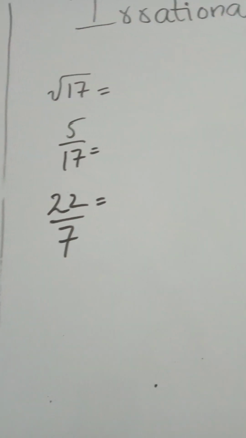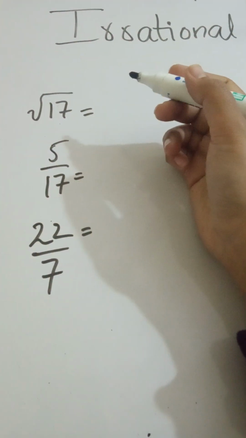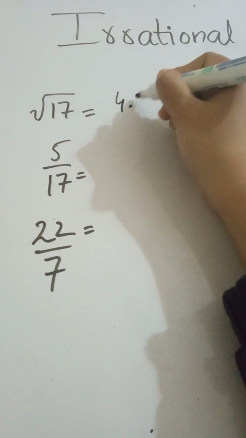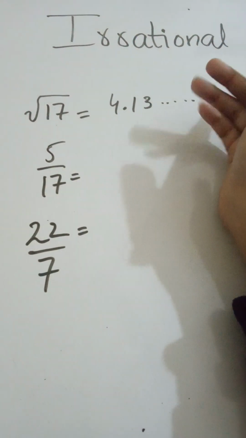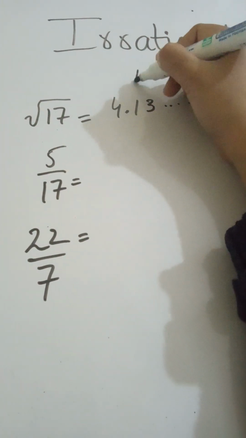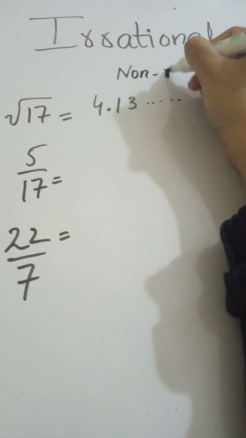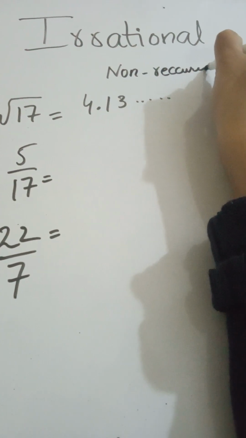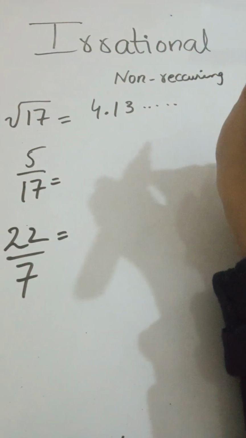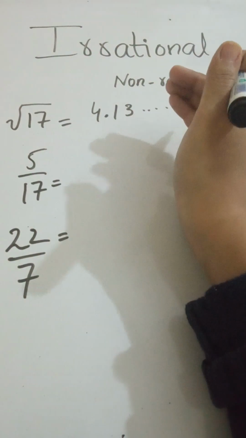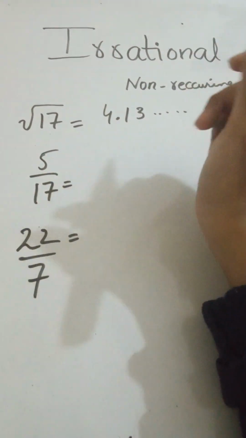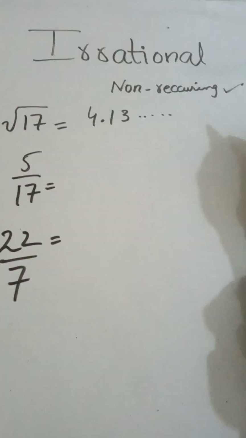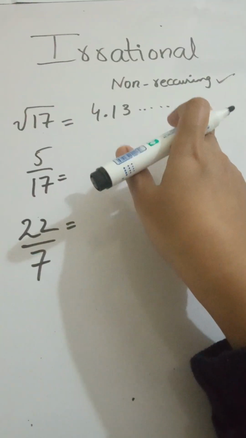Now this one, square root of 17. Square root of 17 will be 4.13 something going on. Okay, and there is not any pattern, so that type of fraction is known as non-recurring. Non-recurring means that the decimal part is not stopping and there is also not any pattern. Okay, so this type of fraction is also known as irrational. So it means non-recurring is irrational. Recurring was rational and non-recurring is irrational.